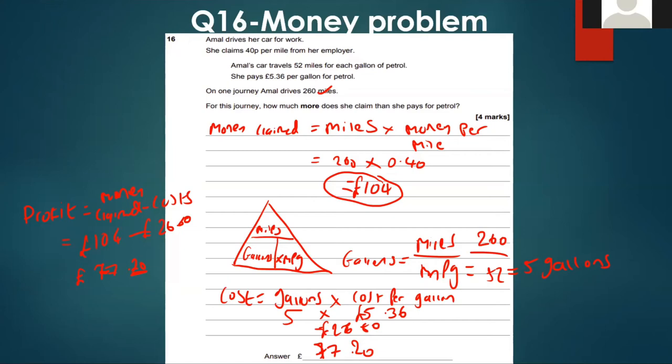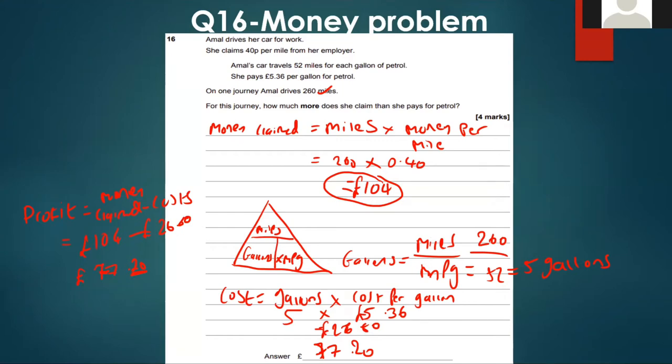So she claims £104. Now, she has to pay £5.36 per gallon for petrol, and she's doing 5 gallons. We worked out how many gallons of petrol she needs, a bit like speed, distance and time. How much distance are you doing at a certain speed? This one is looking at how many miles you can do. She can do 52 miles for each gallon of petrol, so if she's doing 260 miles, divide that by 52, and that tells you how many gallons you need, which is 5. Each gallon costs £5.36, so 5 times 5.36 gives you how much that costs.